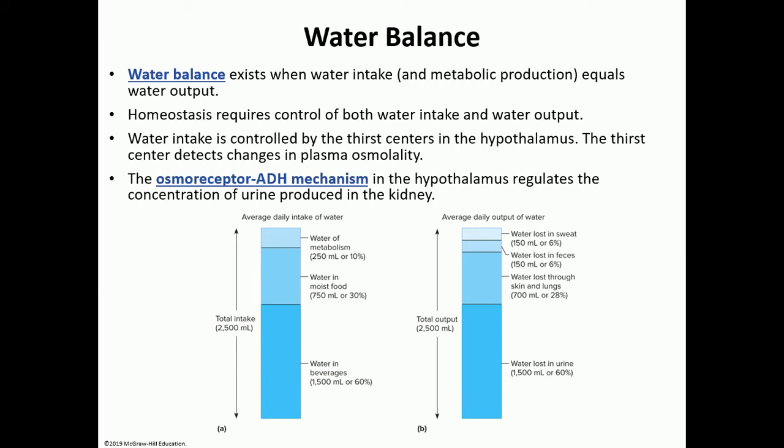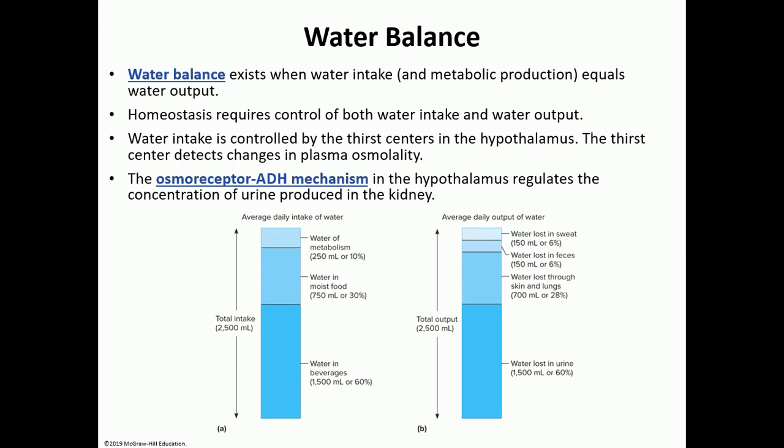Now, where is the thirst center in the body? The thirst center is found in the hypothalamus, and that is the center that is going to control the amount of water we intake. So water intake is controlled by your thirst center in the hypothalamus. The hypothalamus has osmoreceptors. They detect changes in plasma osmolality, meaning the concentration of plasma. Is the plasma concentrated or is it diluted? That is what osmoreceptors detect.